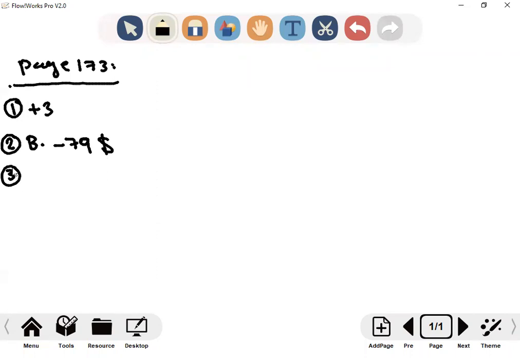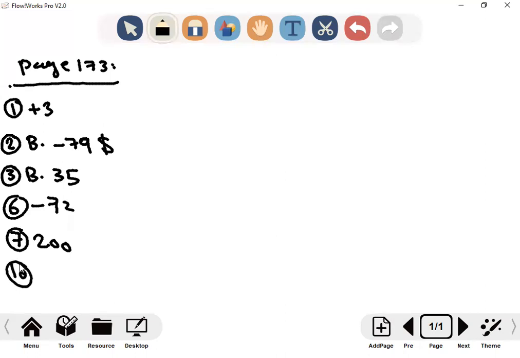Question 3, the answer is part B. The answer is positive 35. Then question 6, the answer is negative 72. Then question 7, the answer is 200. Then question 10, the answer is 10.